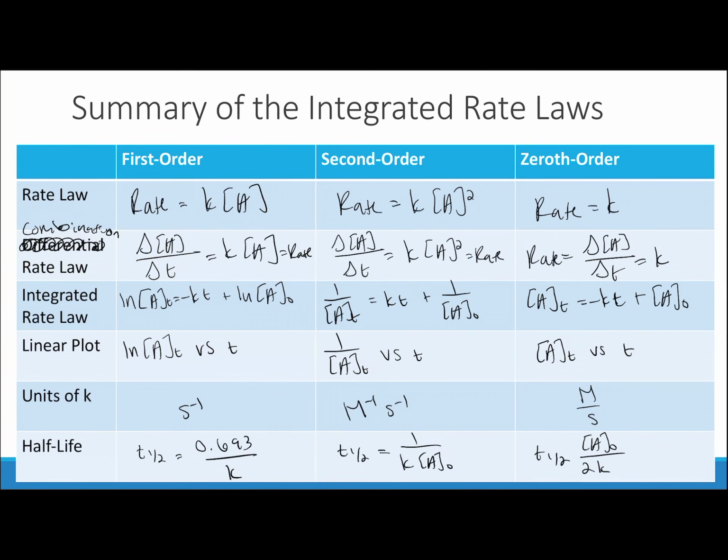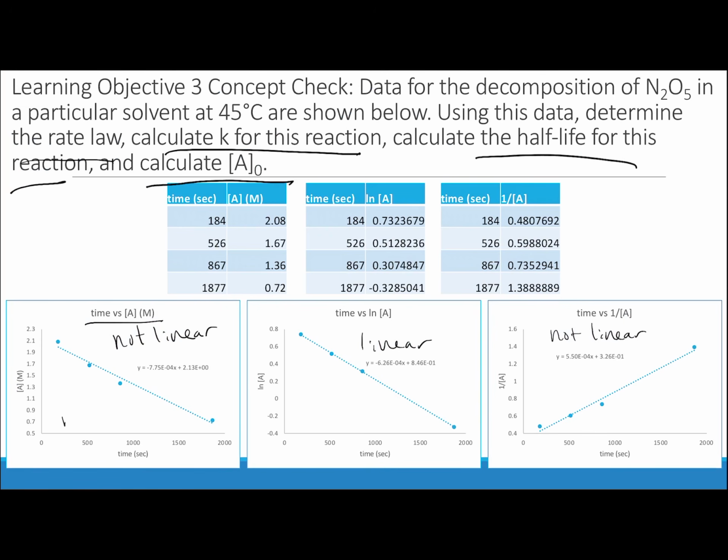Now if we go back here, we look and see what produces a linear plot for each one. If we have a first order process, it'll be ln[A] versus t. Second order is 1 over [A] versus t. 0th order is [A] versus t. [A] versus t is not linear, so it's not 0th. 1 over [A] versus t is not linear, so it's not second. But if we have ln[A] versus t, then we have a first order.